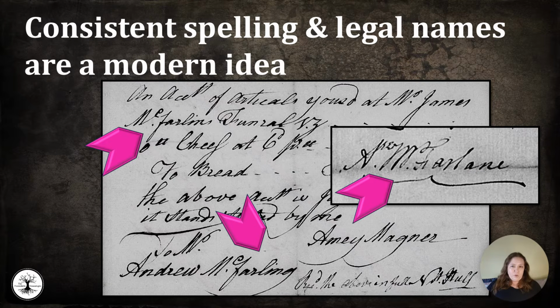Until the advent of Social Security around 1936, there was really no such thing as a legal name with consistent spelling like we view it today. Prior to that, people could spell their names however they wanted or make name changes without going through any kind of legal process. So that whole legal name change thing is a modern idea and simply was not needed.